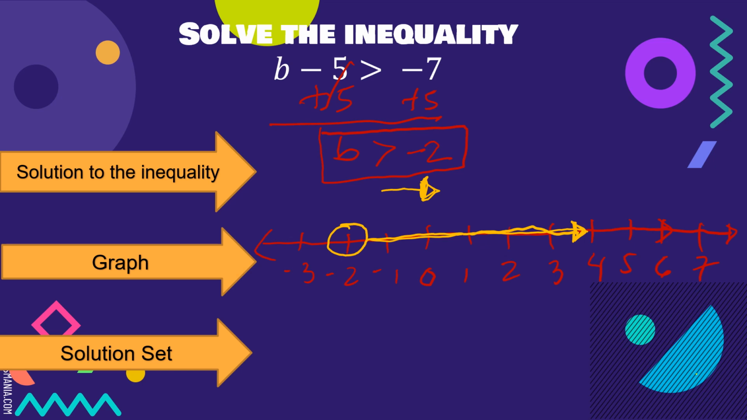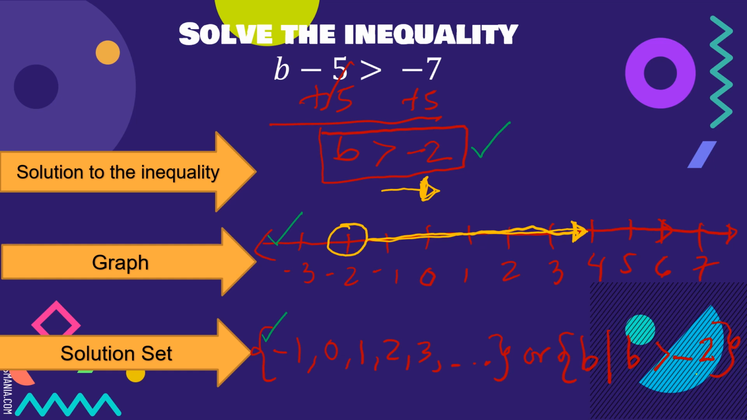And we are going to write our solution set. Open curly braces. We will begin with -1, followed by 0, 1, 2, 3, and then dot dot dot, close curly braces. This is equal to the set of all b such that b is greater than -2. So that is our answer. This is our solution to the inequality, this is our graph, and this is our solution set. By this time, we are done answering this one.